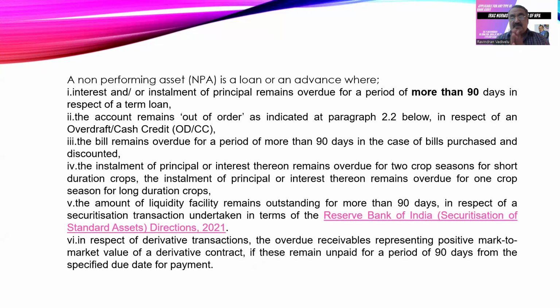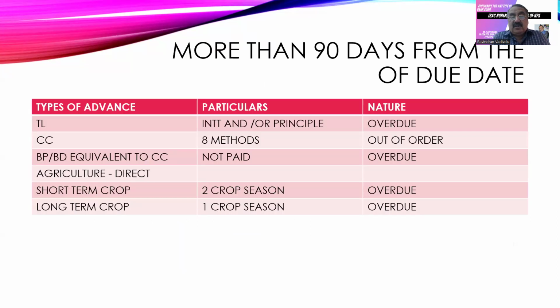You have to remember one thing: the more than 90 days norm. If an installment or interest remains overdue for more than 90 days, that account will become NPA. If it is out of order for more than 90 days, that will also become NPA. With reference to term loan, interest and principal overdue. With reference to CC, there are 8 methods to identify the overdue, which is also called out of order. For bill purchase and bill discount, if it is not paid, it is classified as overdue. Short-term crop is overdue for 2 crop seasons, and long-term crop, 1 crop season. We will discuss this in detail in the subsequent presentation.